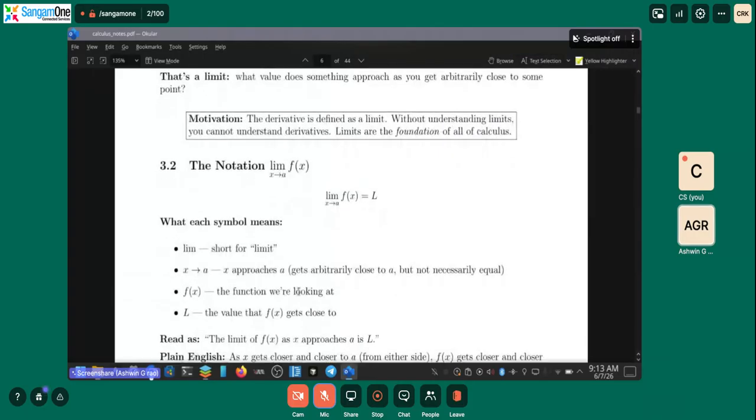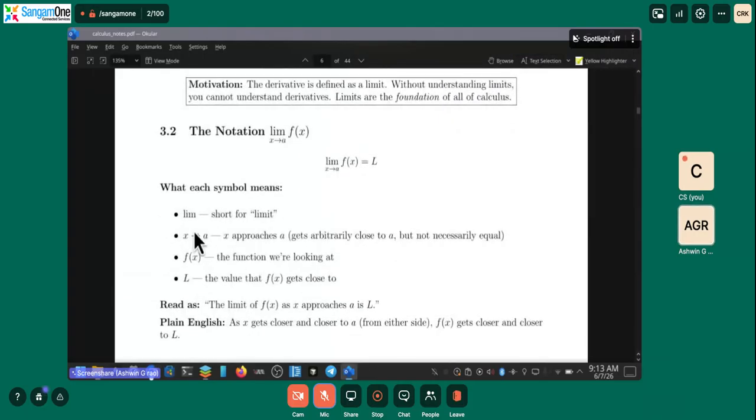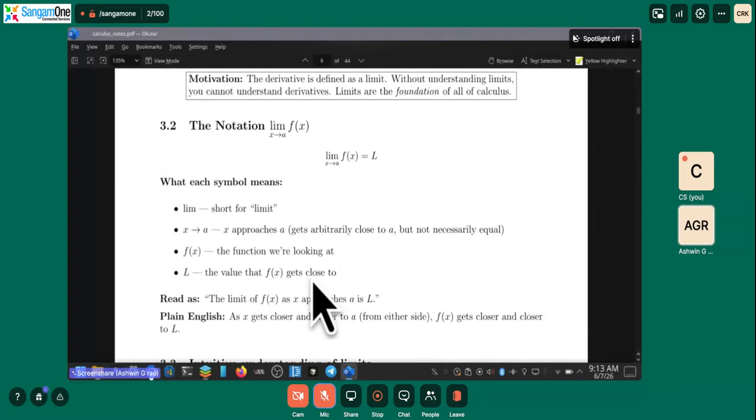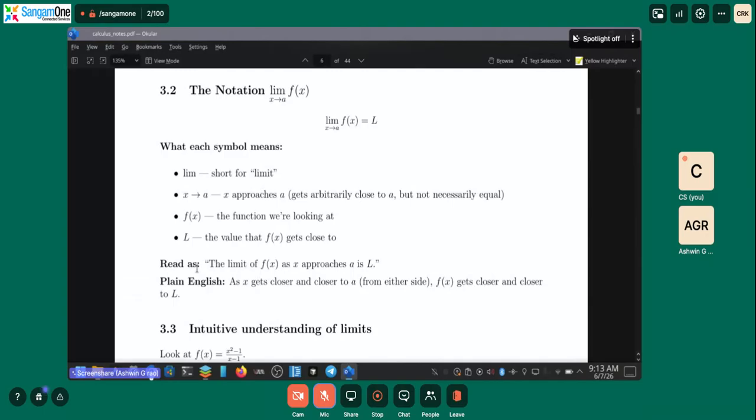What does the limit symbol mean? Limit is short for limit. Lim, x tends to a: x approaches a, gets arbitrarily close to a but not necessarily equal. f of x is the function we are looking at. L is the value that f of x gets close to. Read it as the limit of f of x as x approaches a is L.